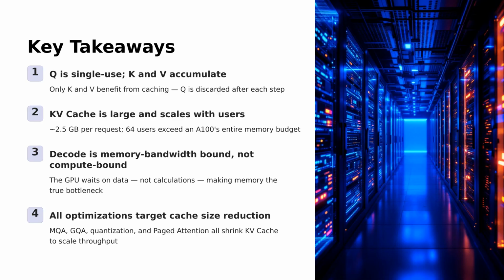Let's dive into the key takeaways. First, Q is single-use while K and V accumulate, benefiting from caching. Unlike Q, the KV cache is large, scaling with users, using about 2.5 gigabytes per request. With 64 users, it can exceed an A100's memory. Decode processes are memory bandwidth bound, meaning the GPU waits on data rather than calculations. Therefore, all optimizations focus on reducing cache size to improve throughput, using techniques like MQA, GQA, quantization, and paged attention.